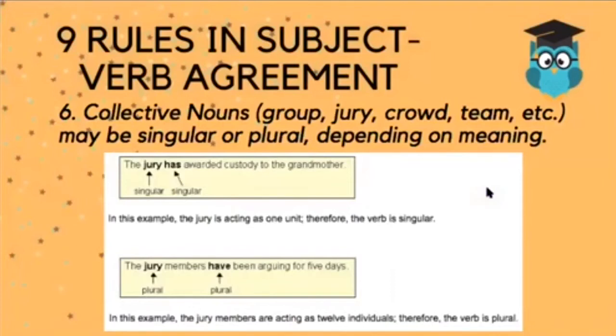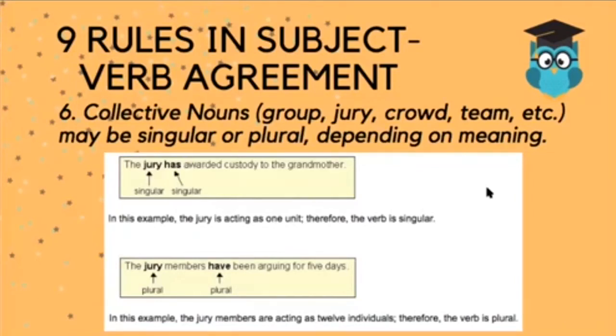All right, collective nouns. I hope you were able to remember the lesson about collective nouns. Collective nouns are groups. These are examples of collective nouns: group, jury, crowd, team, etc. So it may be singular or plural, but it depends on the meaning. For example, here, the jury has awarded custody to the grandmother. In this example, the jury is acting as one unit. So therefore, the verb is singular.